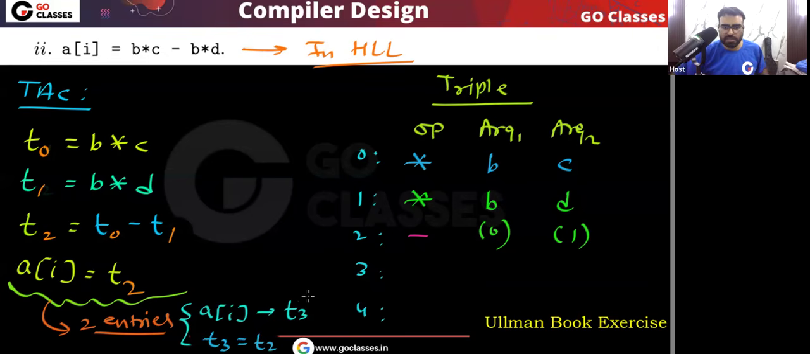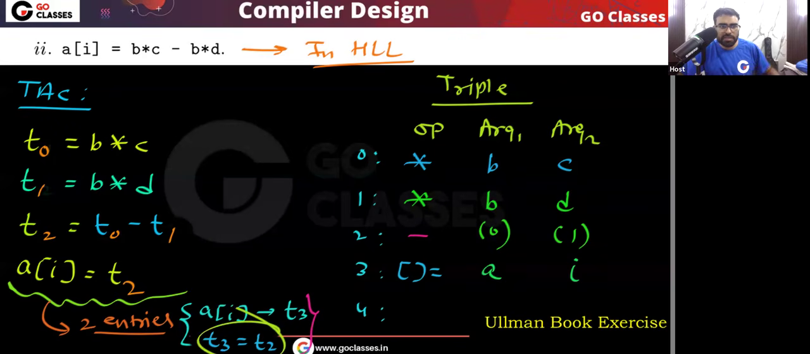So this is the simple idea that we have already seen. Now let's see what the entries will be. Here you can notice the operator. What is the operator? The operator is bracket assignment. Because this bracket is on the left side of the assignment, the operator is bracket then assignment. And the arguments are a comma i. That's it.